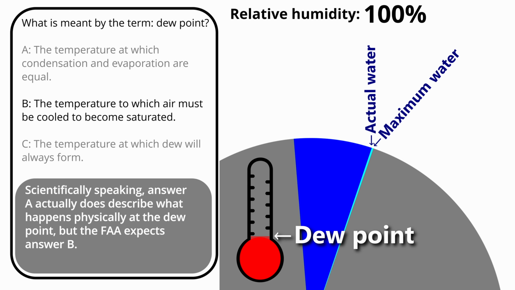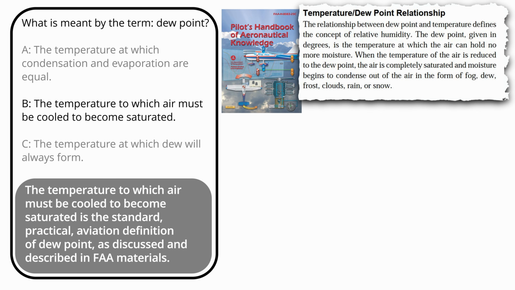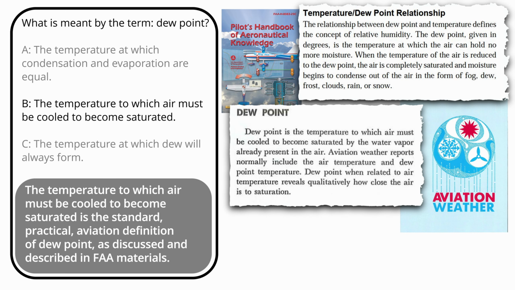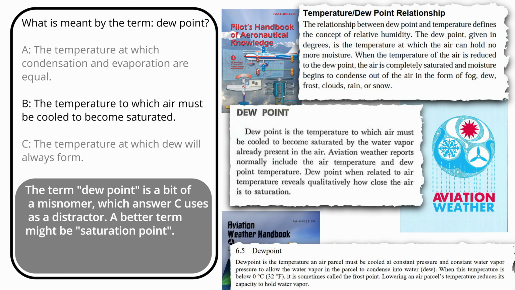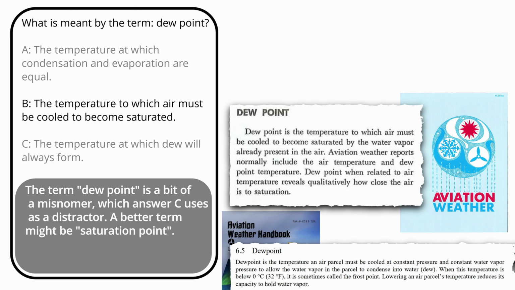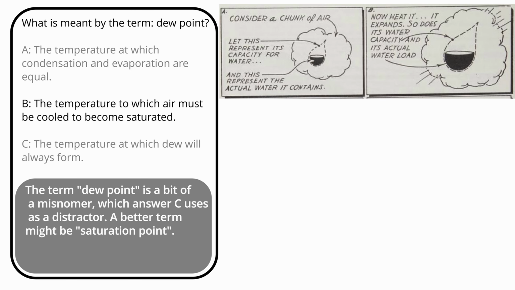Scientifically speaking, answer A actually does describe what happens physically at the dew point, but the FAA expects answer B. The temperature to which air must be cooled to become saturated is the standard, practical aviation definition of dew point, as discussed and described in FAA materials. The term dew point is a bit of a misnomer, which answer C uses as a distractor. A better term might be saturation point.